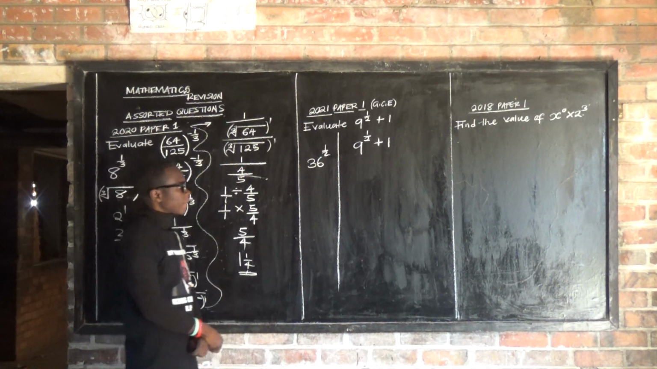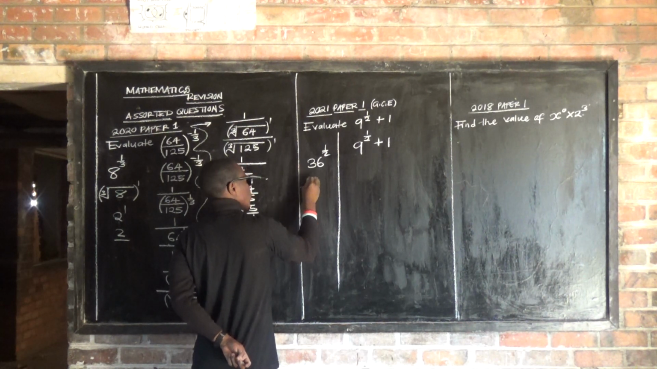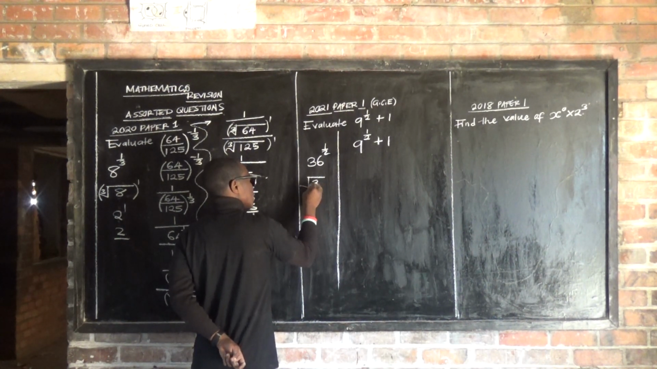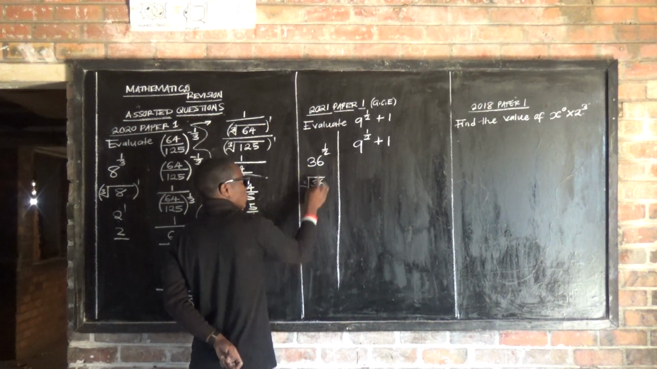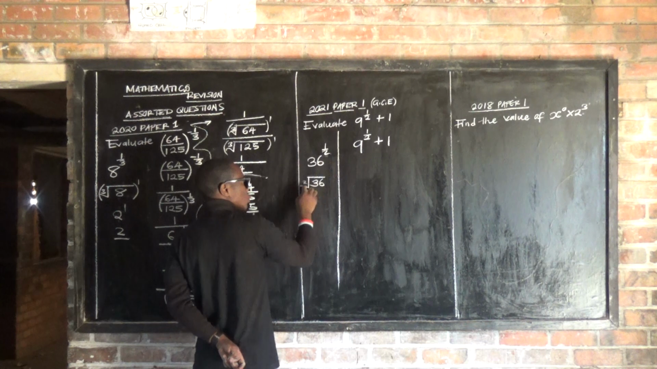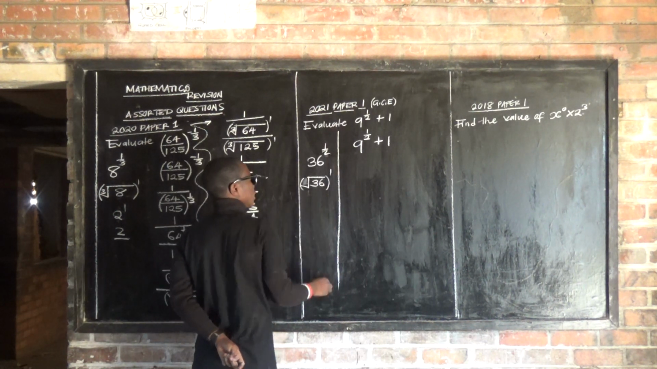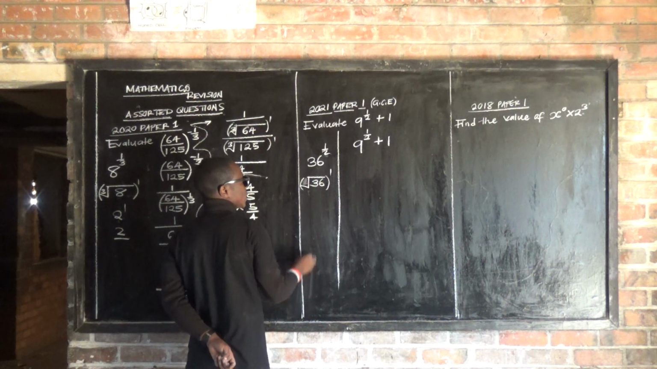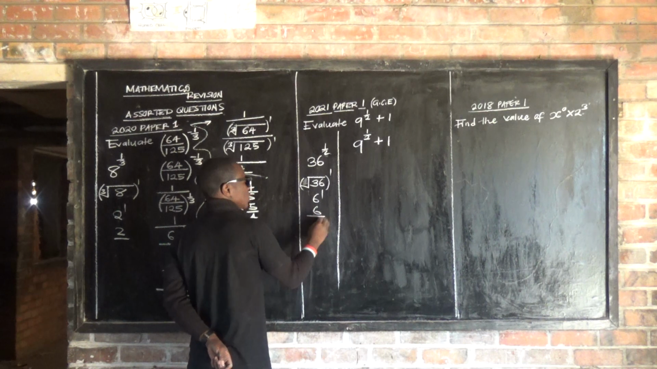It simply means you're going to come up with the square root of 36. You don't put a 2 in. If you have a 2, just know that you are talking about square root. Then raise to the power 1. So the square root of 36 is 6, raised to the power 1, which is just 6.